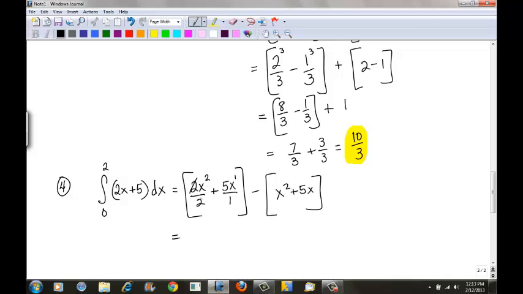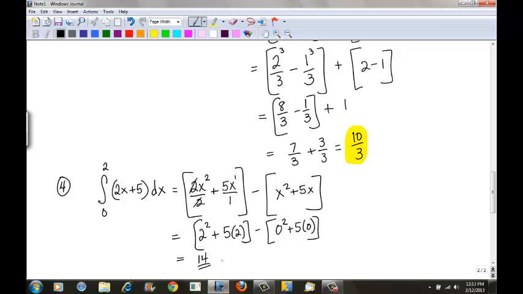So these will reduce. So then sub in the 2 first, so 2 squared plus 5 times 2. And then those would both drop out. Right. So you should end up with 14 for your final answer. Okay? Everybody okay with that? Good?